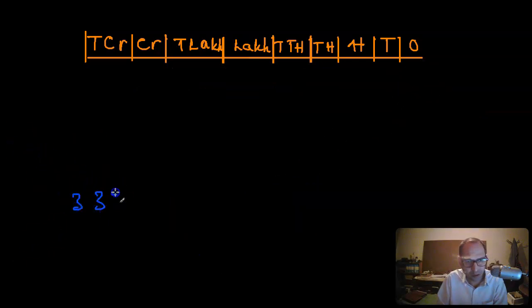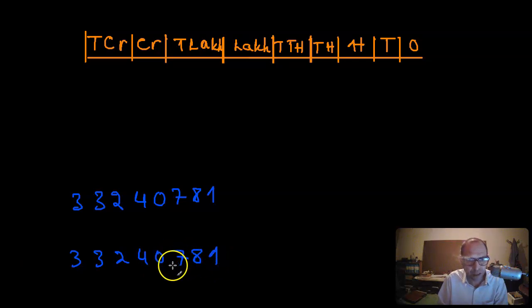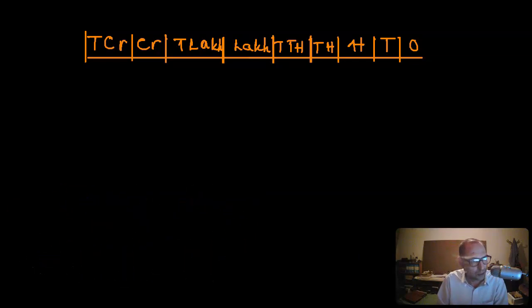Or as another example, let's say that you have this number over here: 332 and 40781. In the Indian system, 3 digits, 2 digits, 2 digits, so that's 3,32,40,781. In the international system, that would be 3 digits, 3 digits, which is 33,240,781. In the Indian system, 3,32,40,781. And that's how you use the comma.